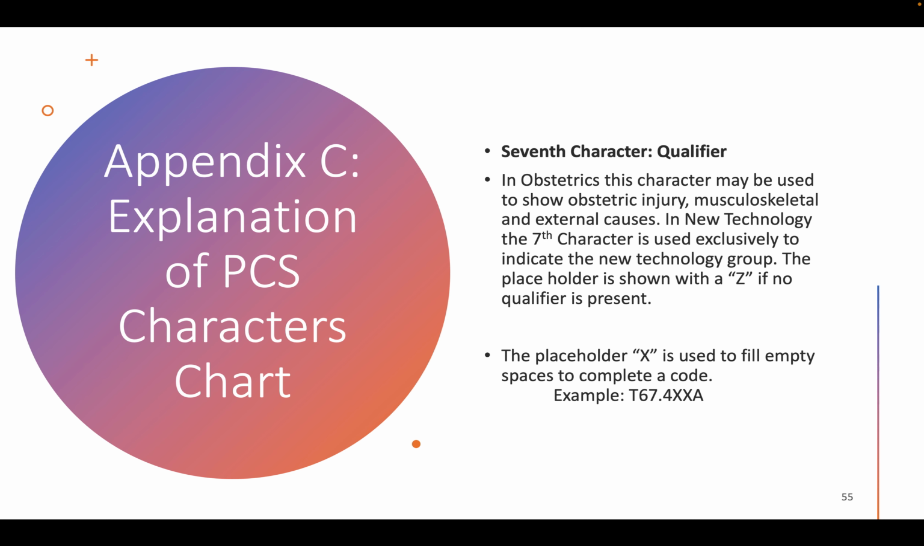In obstetrics, the character may be used to show obstetric injury, musculoskeletal, and external causes. In new technology, the seventh character is used exclusively to indicate the new technology group. The placeholder is shown with a Z if no qualifier is present. The placeholder X is used to fill empty spaces to complete a code, such as T67.4XXA.